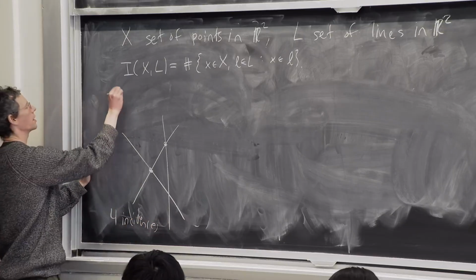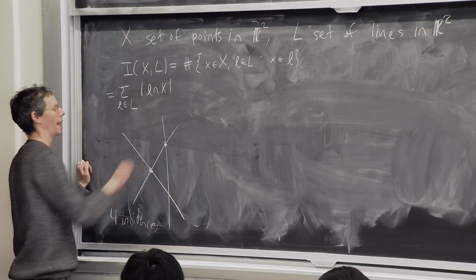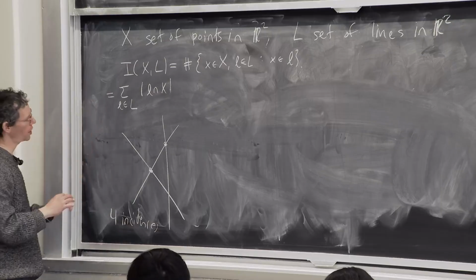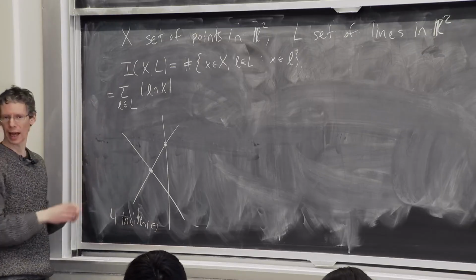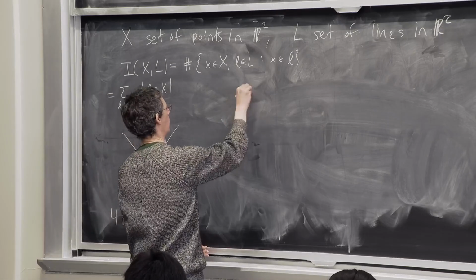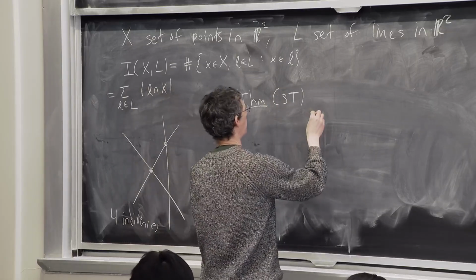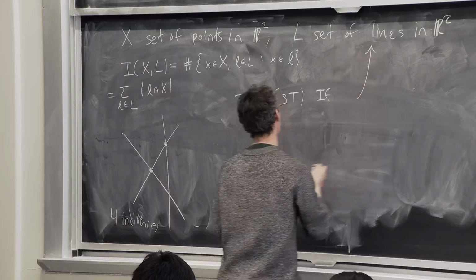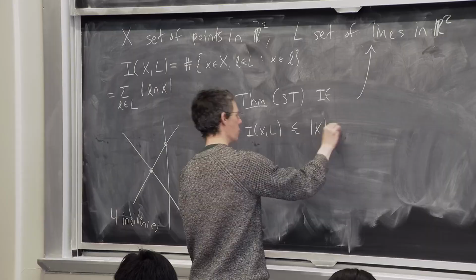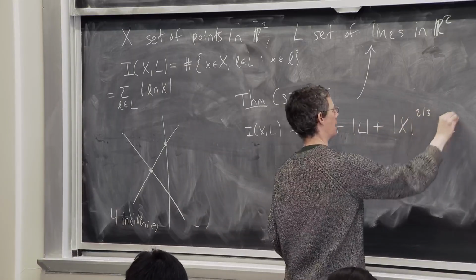You can also think of this as the sum over all the lines in the set of lines of the number of points on that line. So this is a way of measuring how much the points and lines are intersecting with each other. OK. So the general Szemeredi-Trotter theorem says that if you have some points and some lines, the number of incidences between them is bounded by the number of points plus the number of lines plus points to the 2/3, lines to the 2/3.